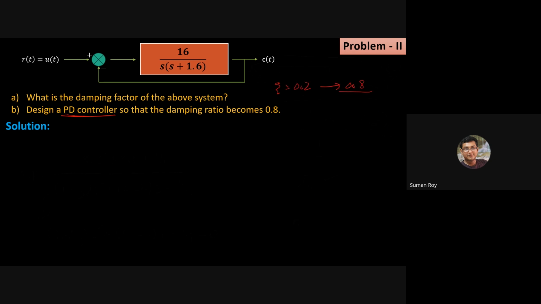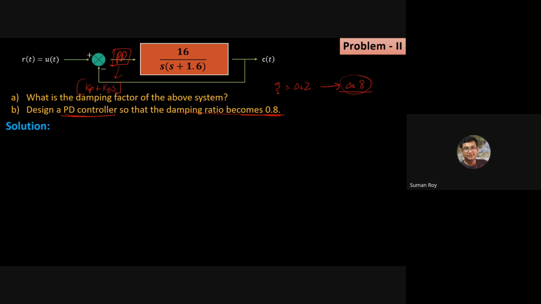basically. Okay, so fine. The question is: design a PD controller so that the damping ratio becomes 0.8. That means oscillations will be less. Okay. Now, how to increase the damping ratio? Here we need to use a PD controller, right? So what is inside this PD controller? It is Kp plus Kd s.